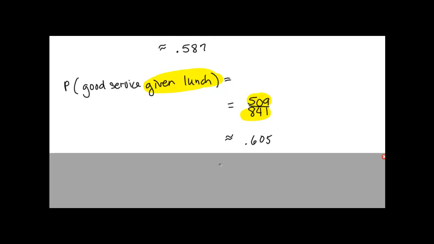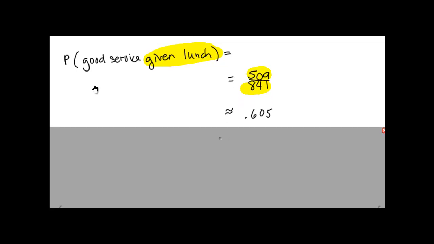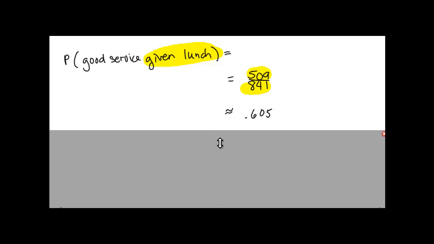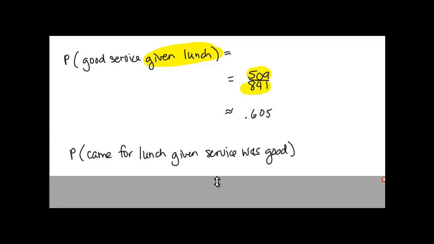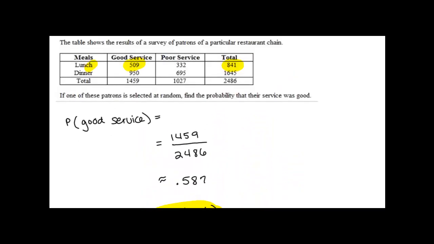Okay, and then a similar problem, now notice the wording. That was the probability that they have good service given they came for lunch. What if though I said, what's the probability that they came for lunch given the service was good? So we always want to look at what's given first. Given the service was good is going to go in my denominator, the total number that had good service. And then we'll narrow this. So we've narrowed down the patrons, and then we'll narrow it down to those who came for lunch. So let's look at how many came and said their service was good, the total number who came and said the service was good.